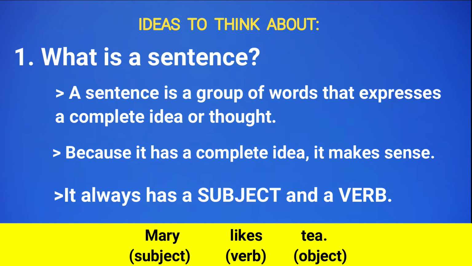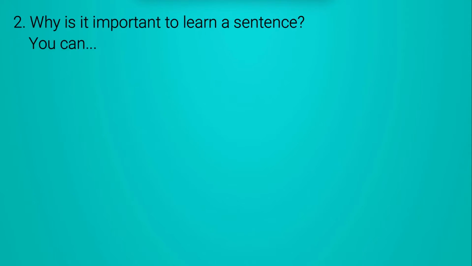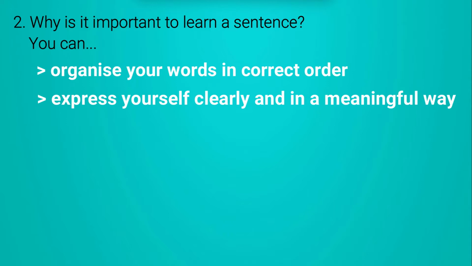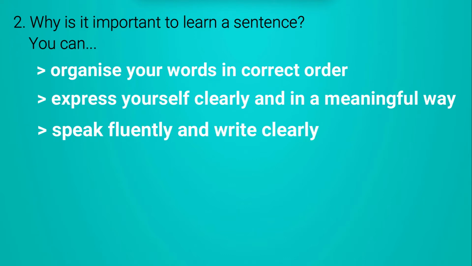What is the subject? It's Mary. What is the verb? It's likes. Tea is the object, or a thing, in a sentence. 2. Why is learning a sentence important? It's important because you can organize your words in correct order. When your words are in correct order, you can express yourself clearly and in a meaningful way. As a result, you can speak fluently and write clearly. And when you speak fluently and clearly, you become confident in English.